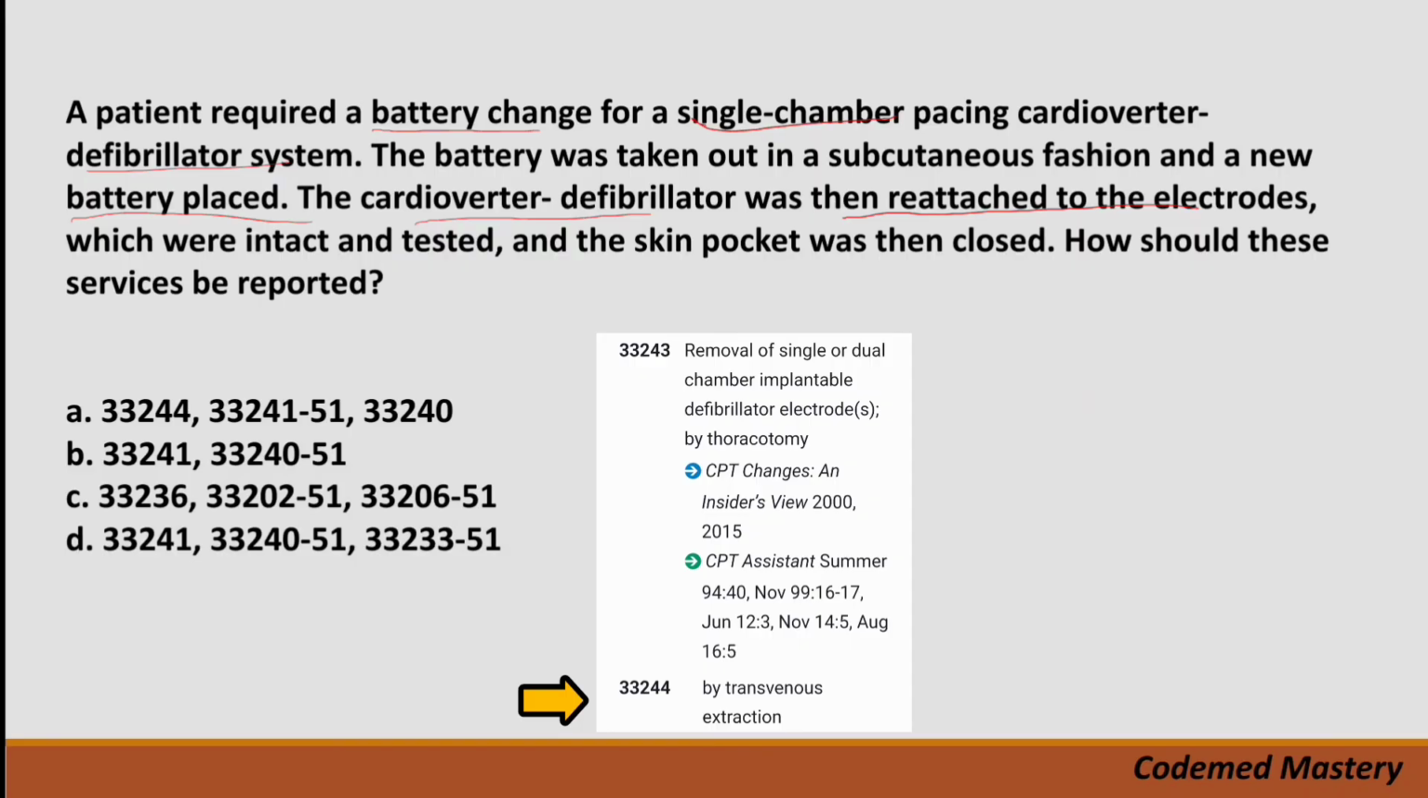33244 is for removal of single or dual chamber implantable defibrillator electrode by transvenous extraction. So in our question, what have they performed? They have removed the battery. The battery was taken out and new battery was placed, and you can see here they have mentioned the electrodes which were intact and tested. So they have not removed the electrodes here. Okay, they have only removed the battery and replaced it. So we cannot code 33244, which is for removal of implantable defibrillator electrodes. So we'll eliminate option A.